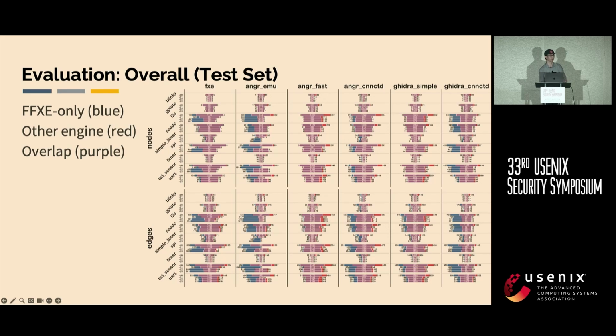We also look at the overall CFG comparison, so total blocks and total edges that are found between all of the tools. This bar chart is also perhaps a little ugly, but it's basically a whole bunch of Venn diagrams that show the overlap between blocks and nodes found by FFXE and the other engine. So blue is FFXE only, red is the other engine.